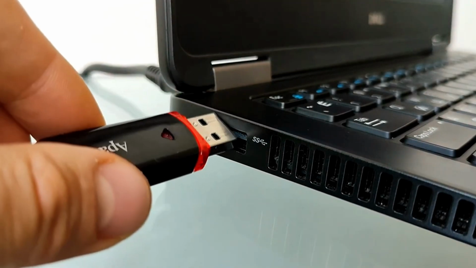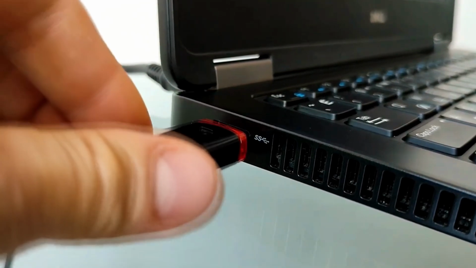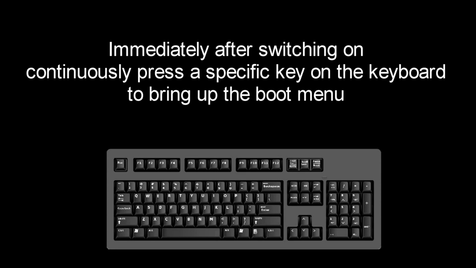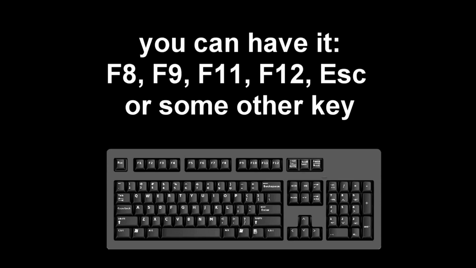I insert the bootable USB flash drive into the locked computer and turn it on. Immediately after the start of the reboot, continuously press a certain key on the keyboard to bring up the boot menu. I press the F12 key, for you it could be EB, F8, F9, F11, F12, or some other key. There is no single standard and different computers may have different keys to call the boot menu.